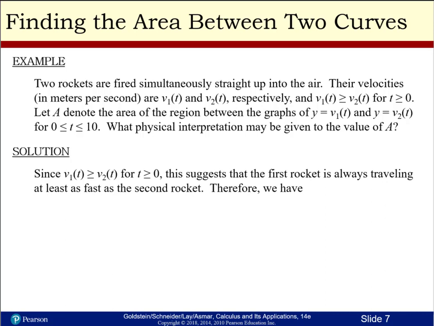Now, since v1 of t is greater than v2 of t for t greater than 0, this suggests that the first rocket is always traveling at least as fast as the second rocket. Therefore, we have the area from 0 to 10 of v1 of t minus v2 of t, all with respect to t. We can break that apart if you want to make it a little easier to look at. In other words, we can find those two position functions and evaluate them from 0 to 10.